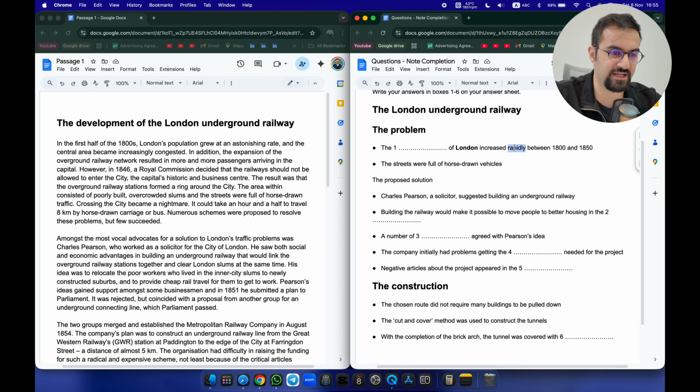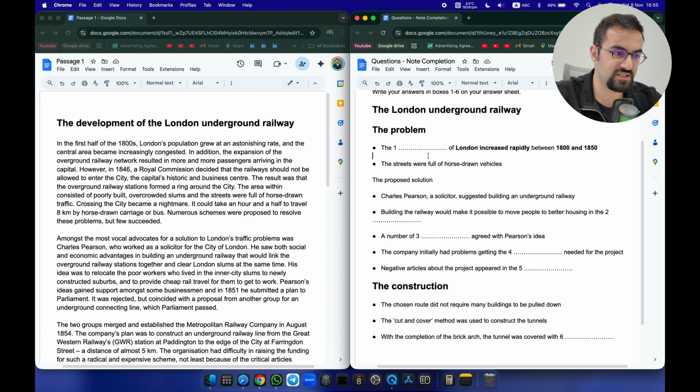Increased rapidly. So I know what is increase. What is increase? Increase is like going up, right? So the opposite meaning would be decrease, but increase is going up. Rapidly means fast. And here is the period. It's important to analyze the question before you look for the answer in the passage.